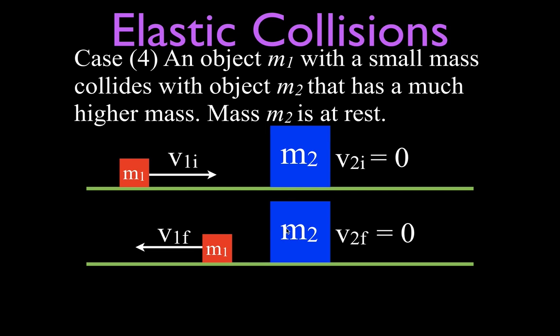Again, this only occurs, this 0 and this the same speed, opposite direction, when this object is much more massive than this object. Okay? So we can summarize that by saying that the final velocity of mass 1 is equal to the same speed but opposite direction of mass 1. Doesn't change its speed, same speed, opposite velocity. And mass number 2 remains at rest. Okay? Remains at rest. Okay, so there you go.